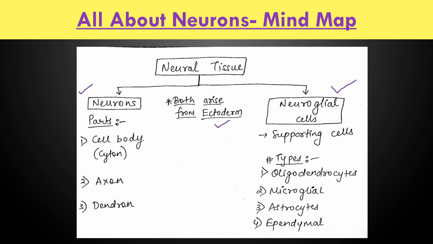Let us understand the parts of the neurons first. There are three main parts. We have the cell body, which is called as the cyton. Then there is this axon and dendron. The neuroglial cells are known as the supporting cells, and these are of four types. We have the oligodendrocytes, the microglial cells, astrocytes, and ependymal cells. So let us first understand the detailed structure of the neuron first, and then we will move on to understand the neuroglial cells.